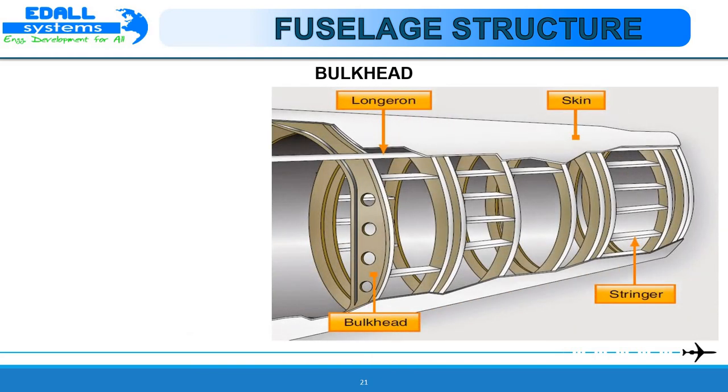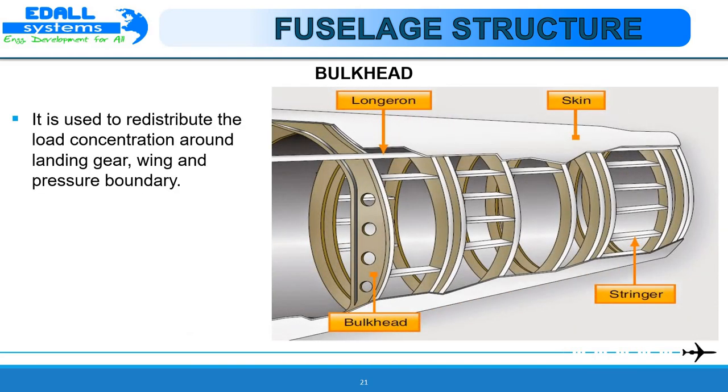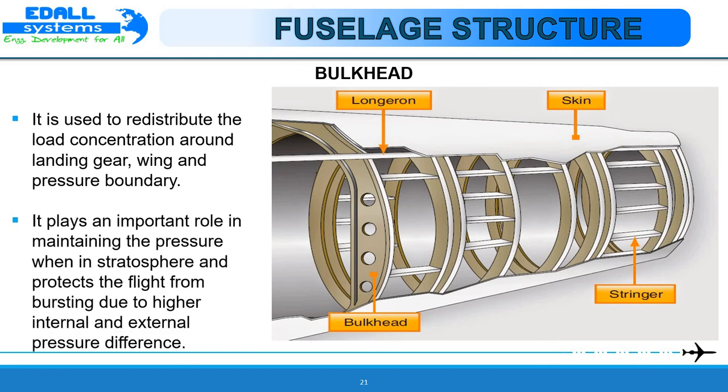Bulkheads. It is used to redistribute the load concentration around landing gear, wings, and pressure boundary. It plays an important role in maintaining the pressure when in the stratosphere and protects the flight from bursting due to higher internal and external pressure.